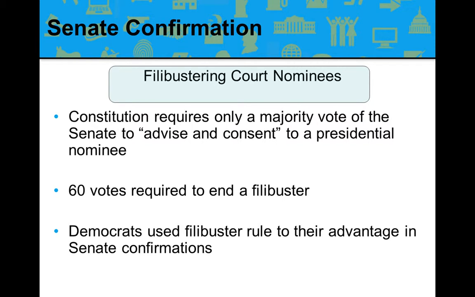And so Democrats, before they lost this 60-vote majority, had used the filibuster to their advantage in Senate confirmations against certain court nominees. But in order to have a successful filibuster, you have to have more than 40 votes. Otherwise, 60 votes can end the filibuster.